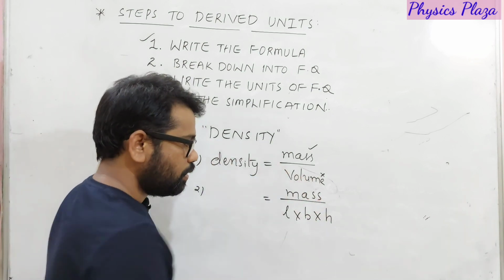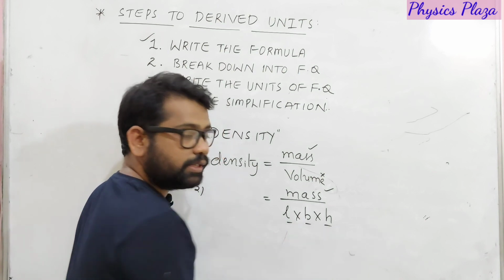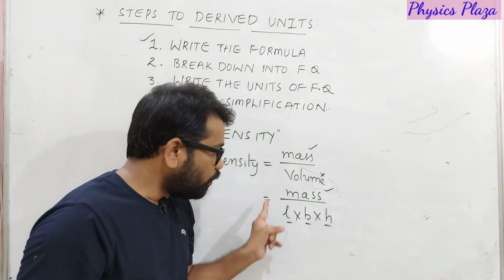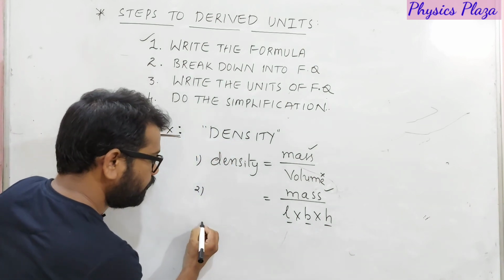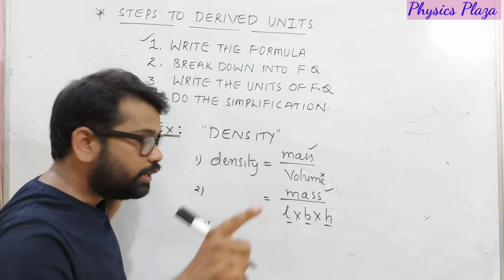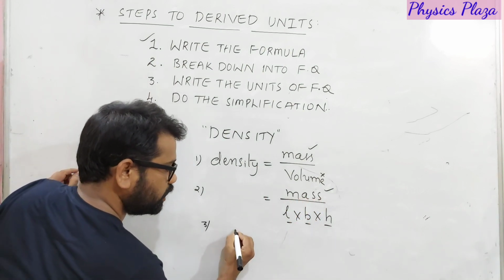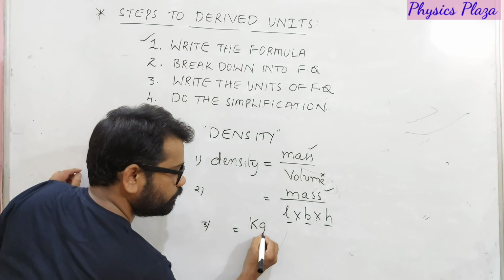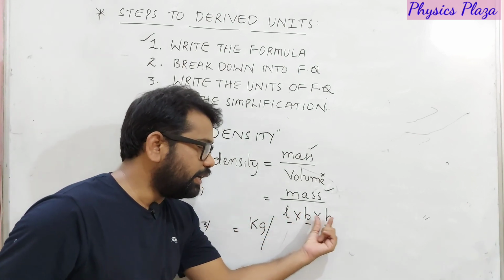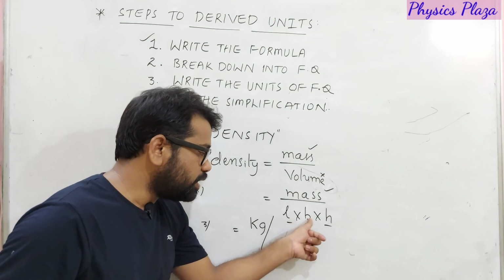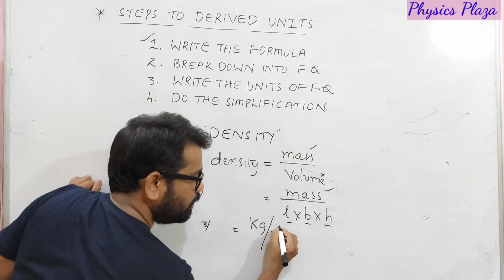Now you can check, mass is a fundamental quantity. Length, breadth and height are nothing but lengths only. So now all fundamental quantities are involved. Now what do we have to do? Third step, we have to write the units of these fundamental quantities. The unit of mass is kg, and length is meter, meter, meter. Meter into meter into meter is meter cube.